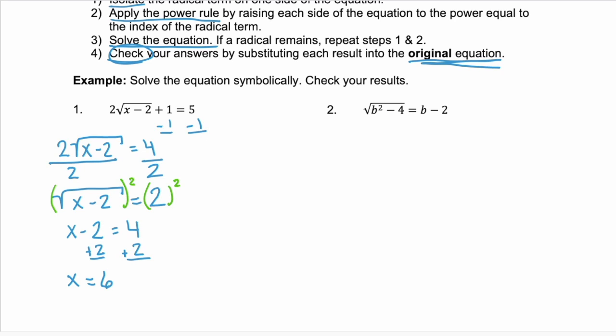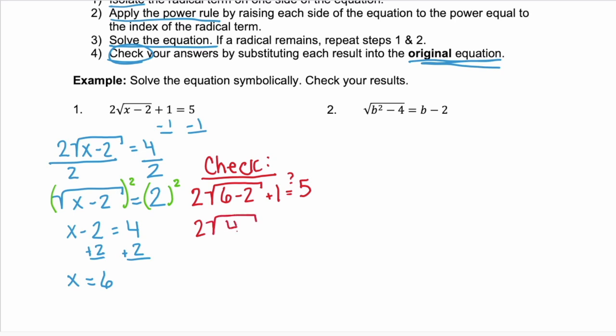But we're not done. Remember, we need to check. So let's go back and do a check. What we're checking is our original equation with our x as 6. Does this remain true if we plug in x equals 6? Well, starting with our radical, we get the square root of 6 minus 2, or the square root of 4.